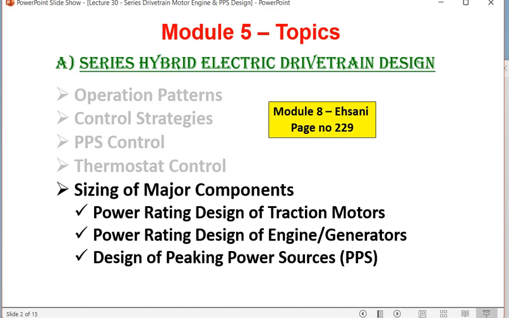So today we are going to see the design considerations of power rating design of traction motor, engine generator and peaking power source. You might find the lecture a little difficult because there are a lot of equations and a lot of considerations, but all the fundamentals that we are going to see in this lecture, you have already studied in the previous lectures, from module 1 to module 4. The only thing is, for series hybrid electric drivetrain, how the parameters are going to get modified a little bit, that we are going to see in this lecture.